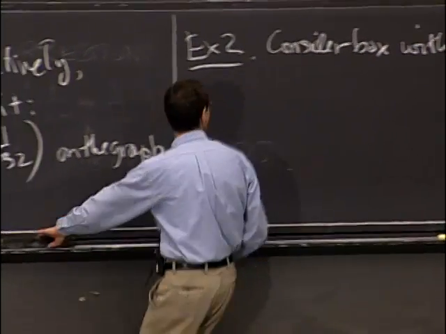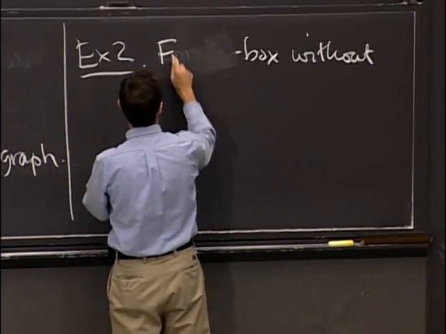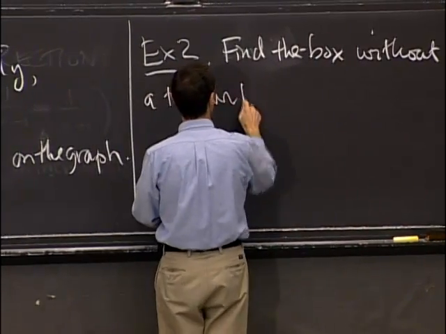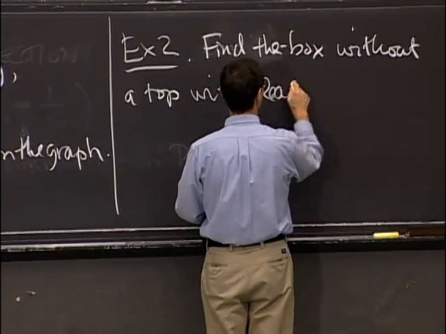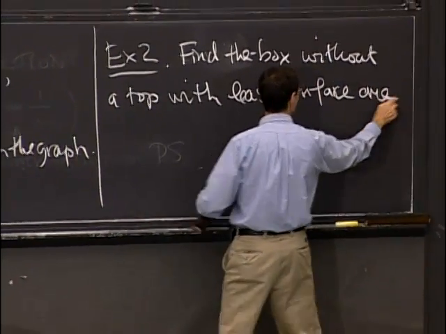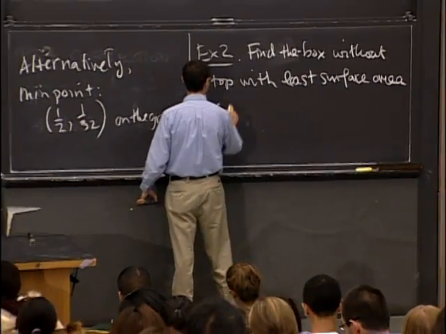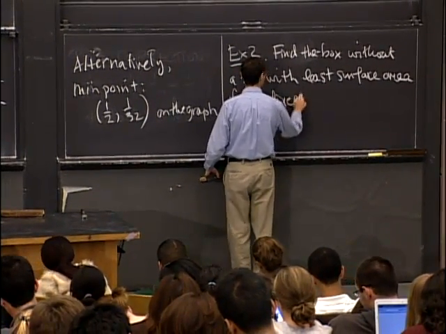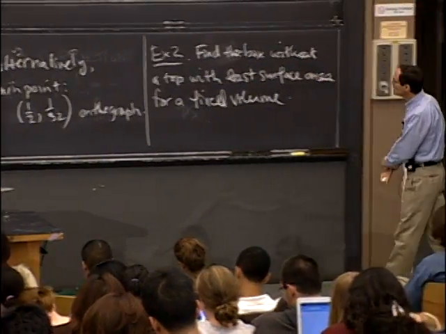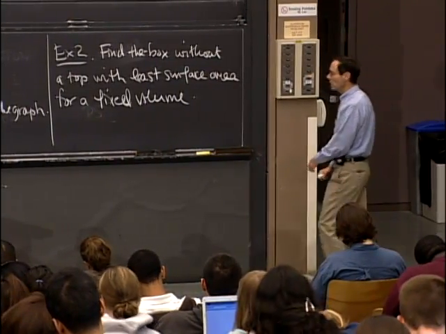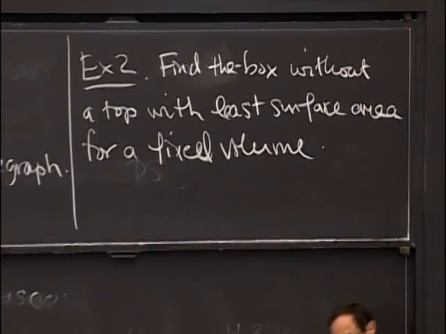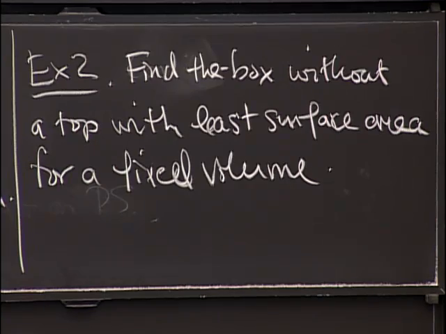Or if you like, we're going to find the box without a top with least surface area for a fixed volume. All right? Find the box without a top with least surface area for a fixed volume. The procedure for working this out is the following.